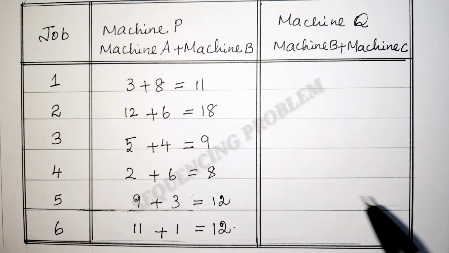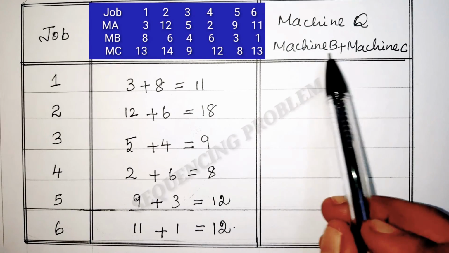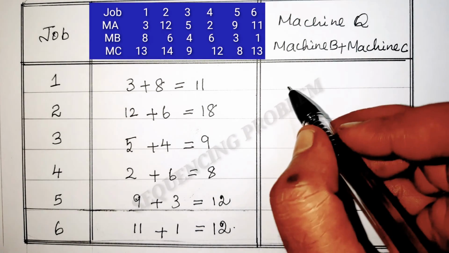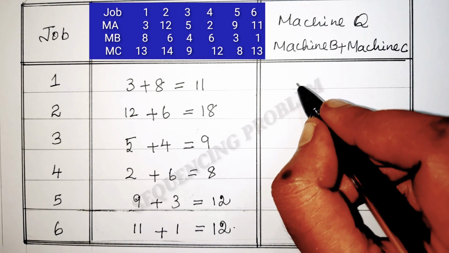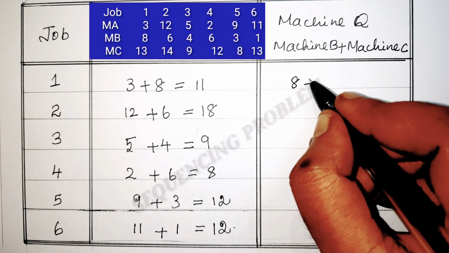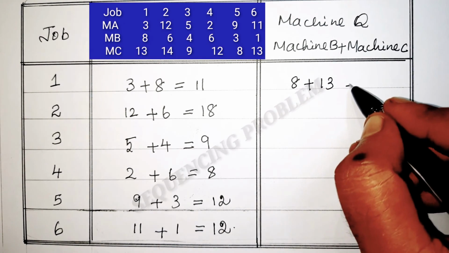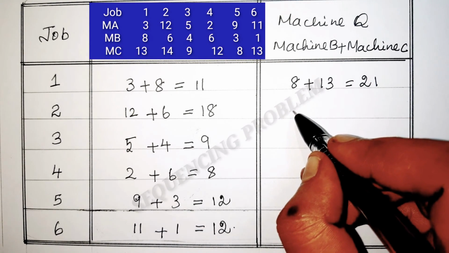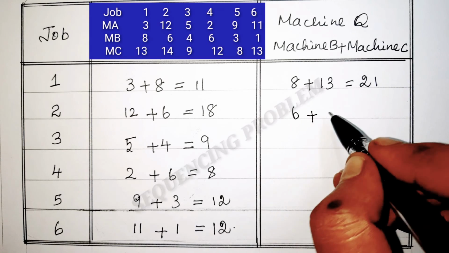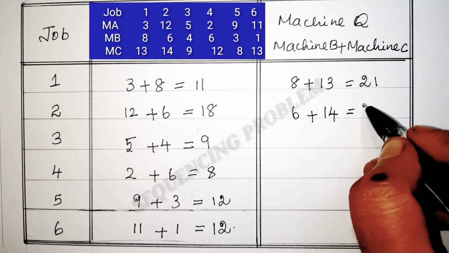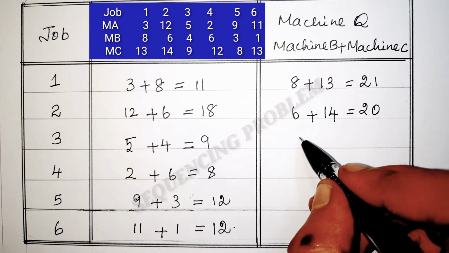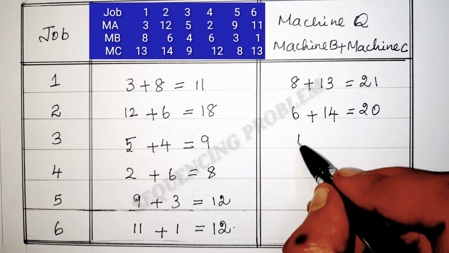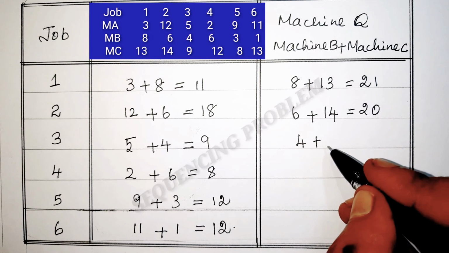And for the second machine, you have to add machine B value and machine C value. For job 1, machine B value was 8, machine C value was 13. So the total is 21. Job 2, machine B value was 6 and machine C value was 14. So the value was 20. And for job 3, machine B value was 4, machine C value was 9.